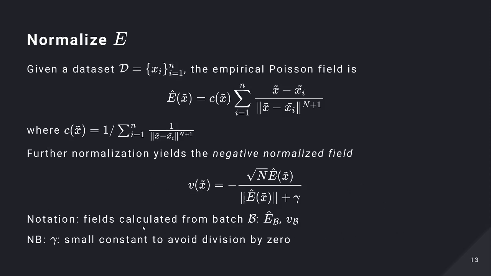And as a notation, because this depends on some data set, if I have some batch of data b, I'll use the subscript b to denote that my vector fields here are calculated with respect to a given batch.